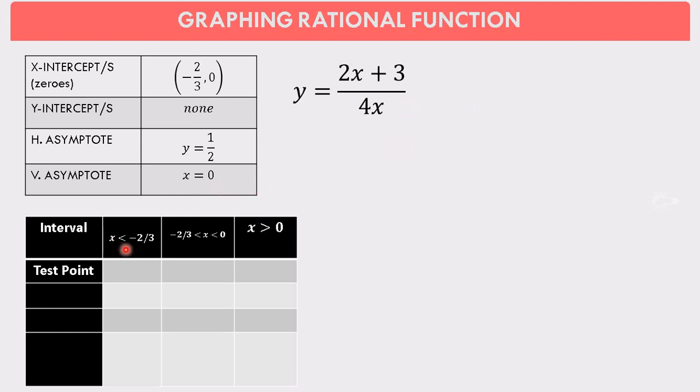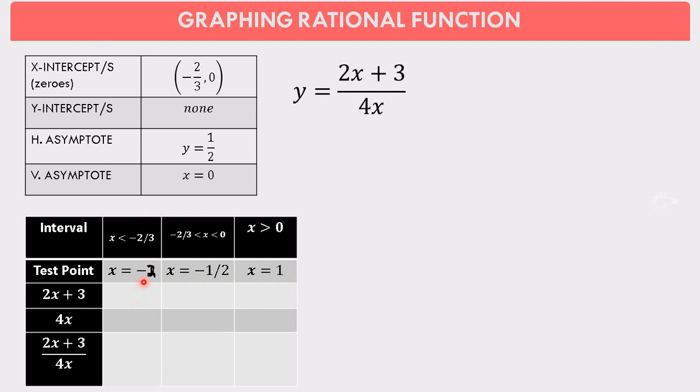So x is less than negative 2/3. x is between negative 2/3 and 0. And lastly, x greater than 0. For the test points, we have the expressions 2x plus 3, 4x, and as a whole, the rational expression. The test points are x equals negative 2, x equals negative 1/2, and x equals 1. These values are within the regions.